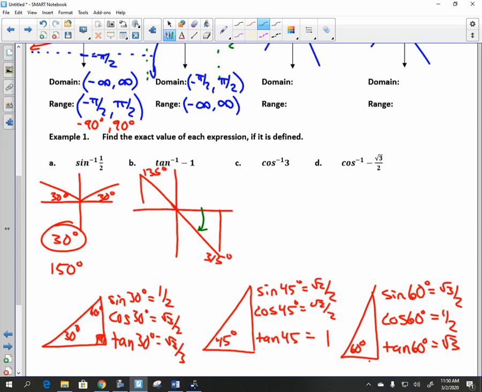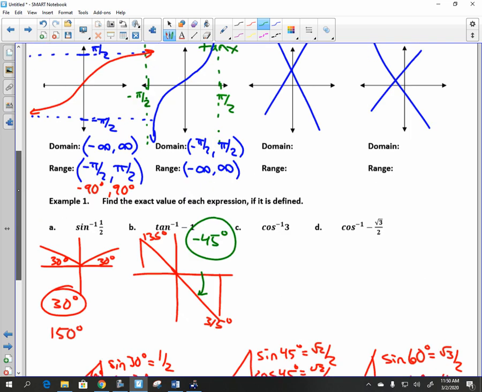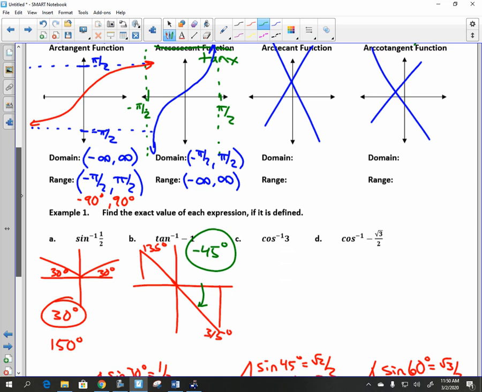What'd you say? Yeah, negative 45 degrees. Isn't negative 45 degrees the same as 315? That's why it produces negative 45, because of the arctan function. Okay, so that's what we get.